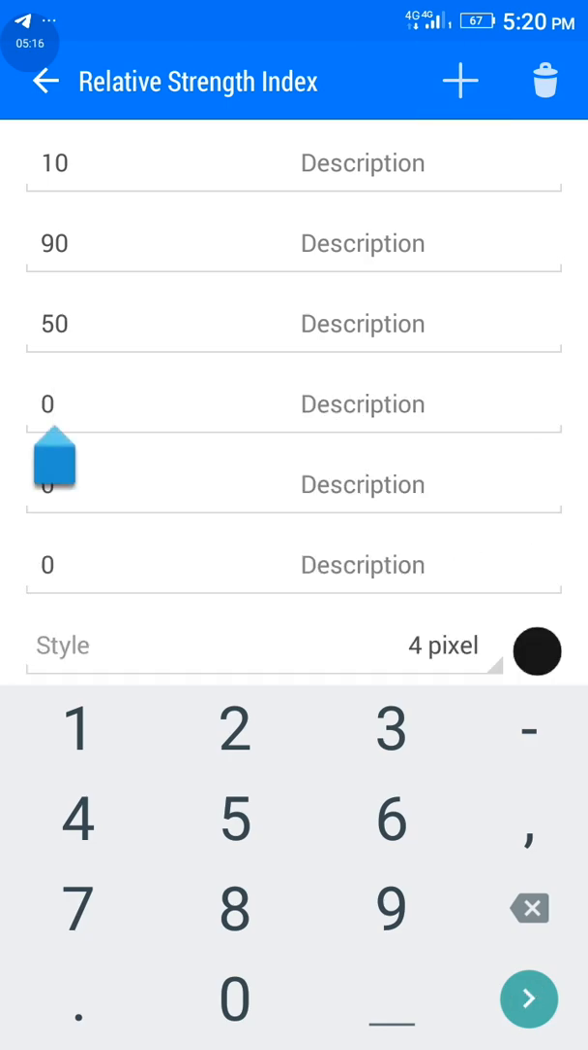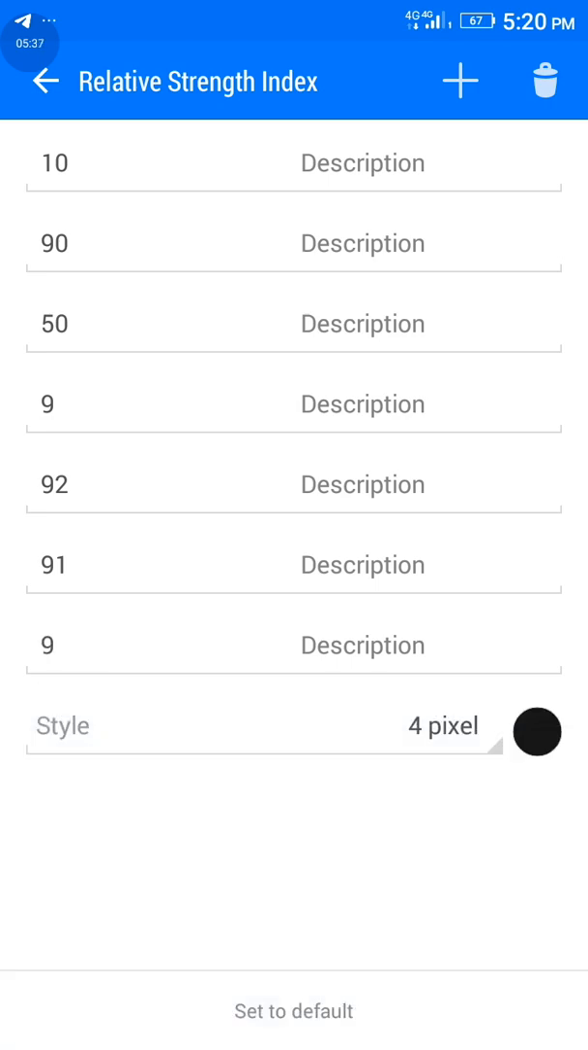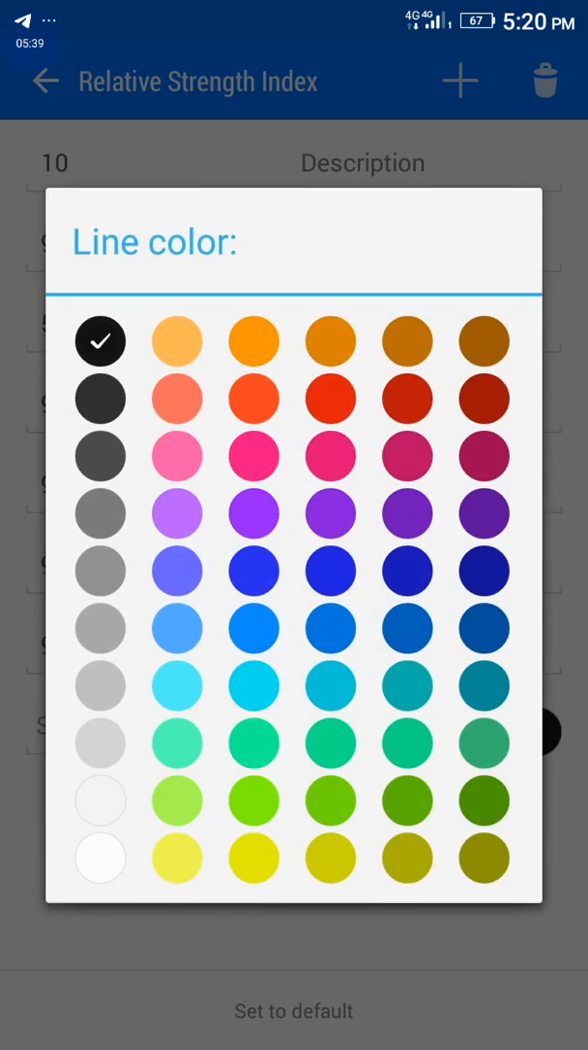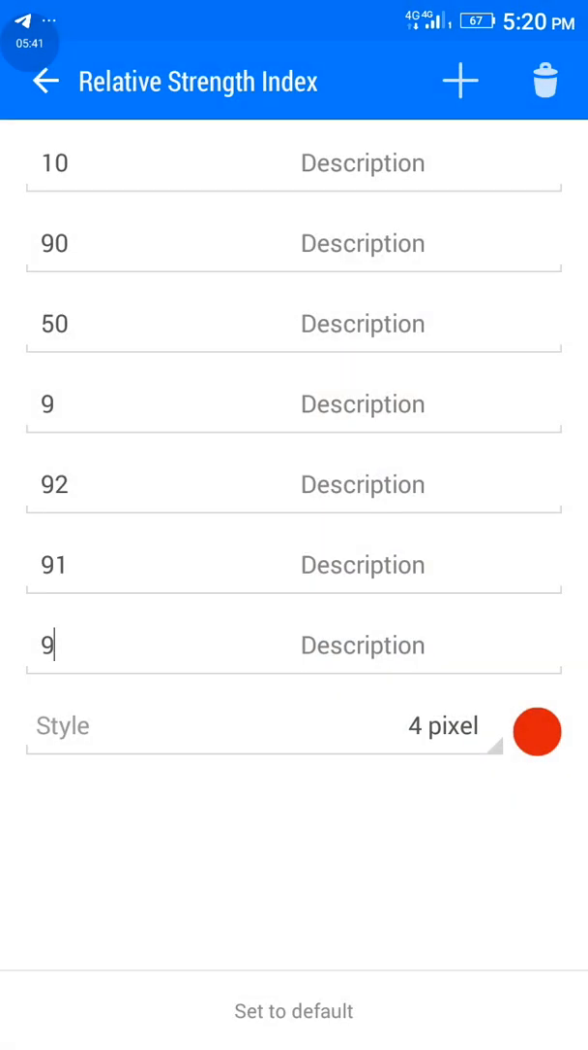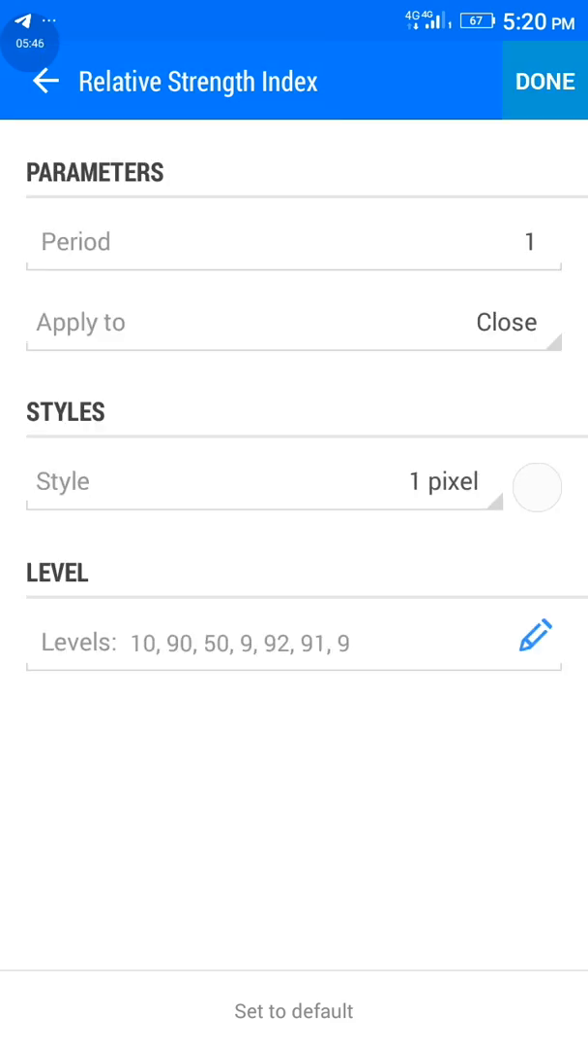90, 92, then we still need 91. The last one should be 9. Then we need the color red here. Click this back. Done.